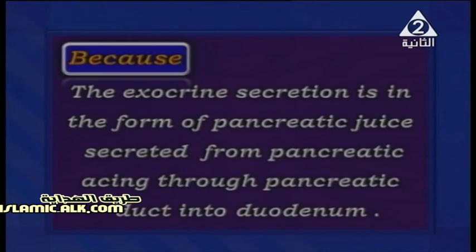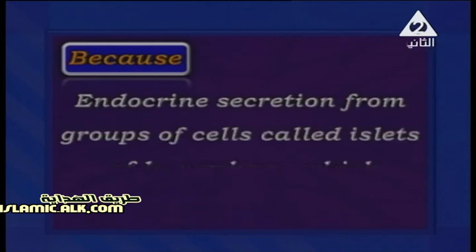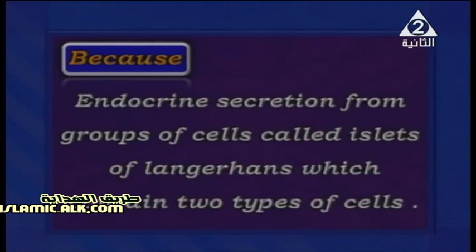Well, the exocrine secretion is in the form of pancreatic juice that is secreted from the pancreas through the pancreatic duct into the duodenum. On the other hand, the endocrine secretion comes from groups of cells called islets of Langerhans. Langerhans is the name of the scientist who discovered this group of cells, okay, which contains two types of cells.